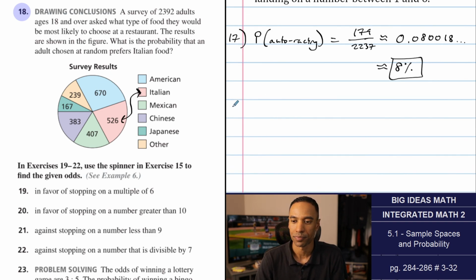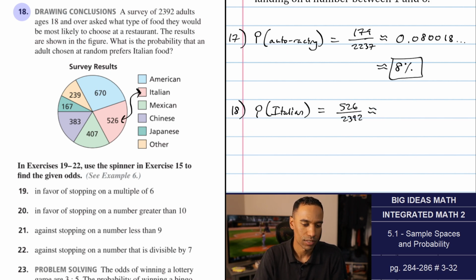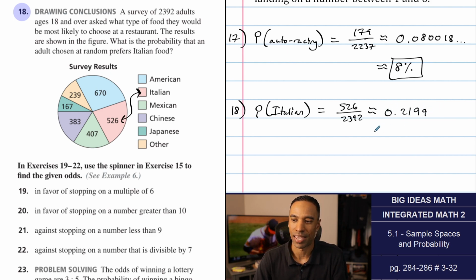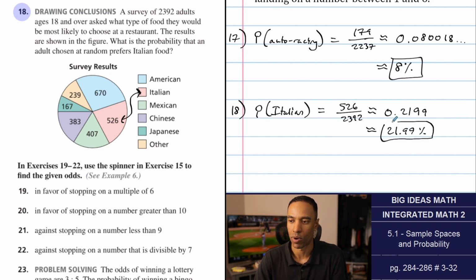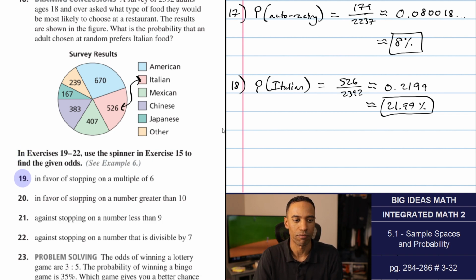So that is Italian. For number 18, the probability of Italian should be high, and it is high. 526 out of 2,392, which is about, excuse me, decimal first, 0.2199. It's around 22%, but I'm going to say 21.99% because I don't know what kind of answer they want when it comes to rounding. Around 22%, though.